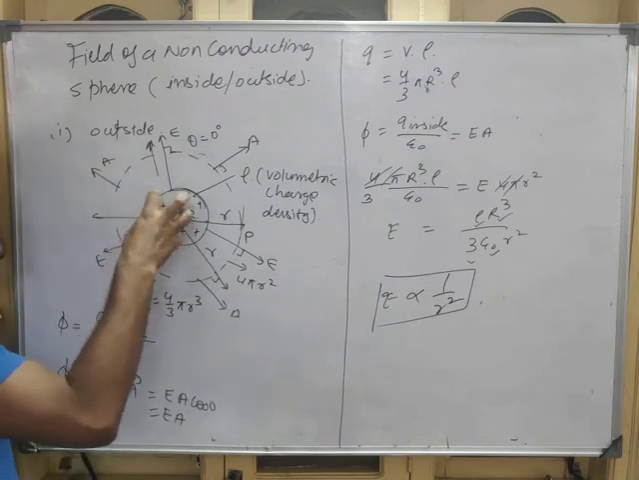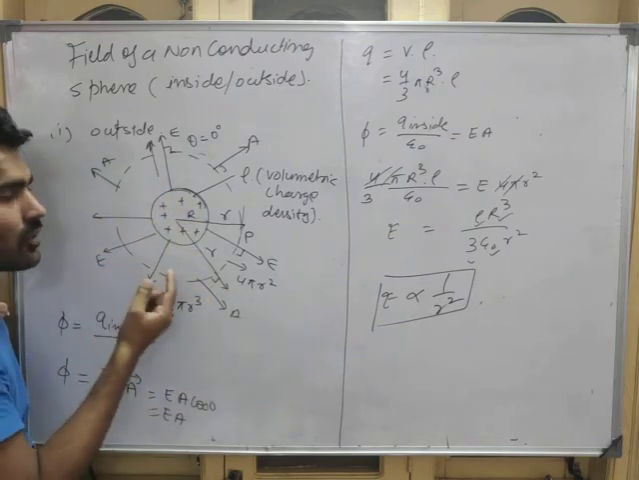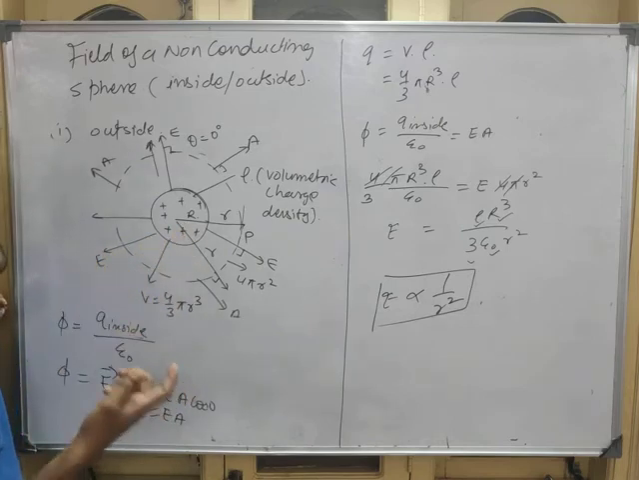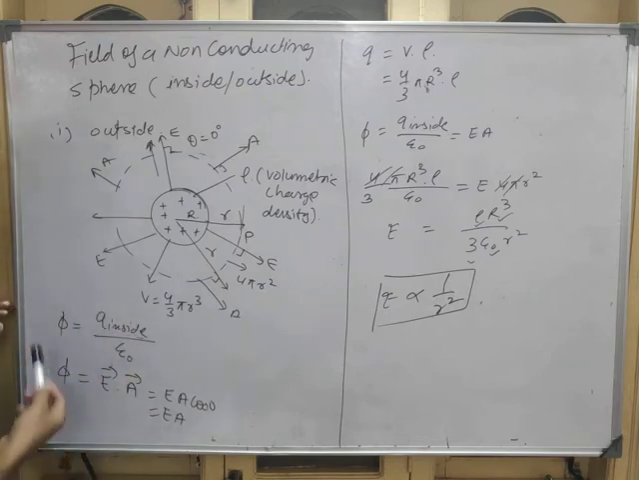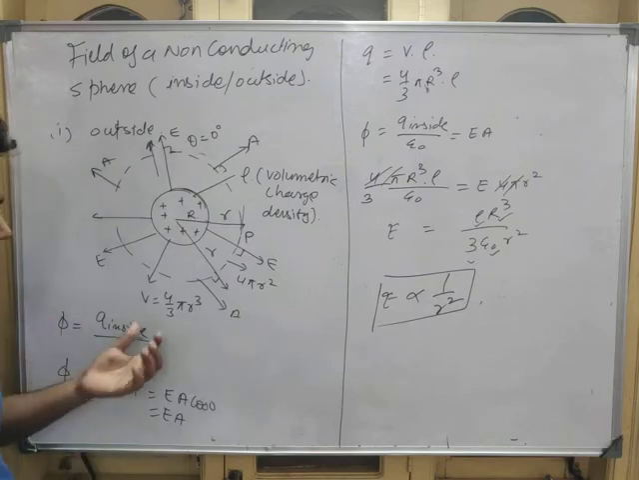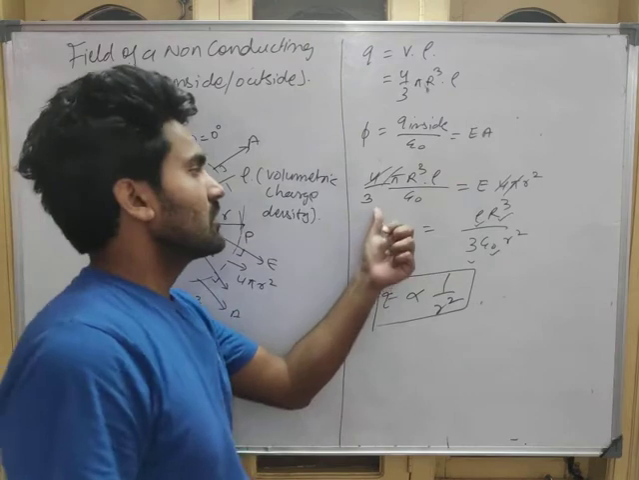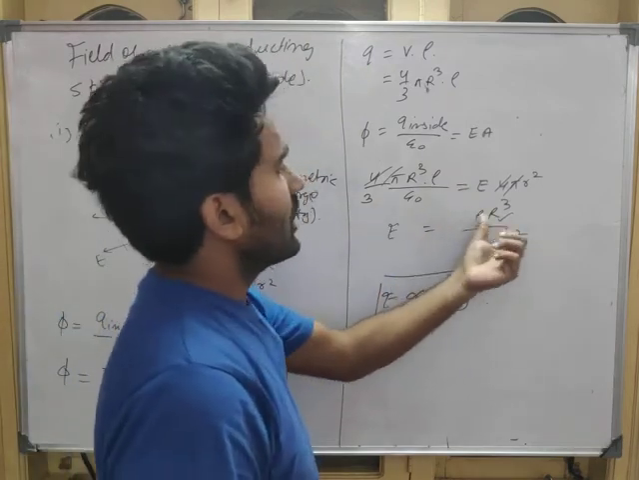The charge of this body is rho into volume. What is the volume? 4 by 3 pi R cube, right? Now we apply the Gauss law. Gauss law is Q by epsilon, and it is equal to E dot A, right? The area of the outer sphere is how much? 4 pi r square. So we will keep the values and we will get this value.